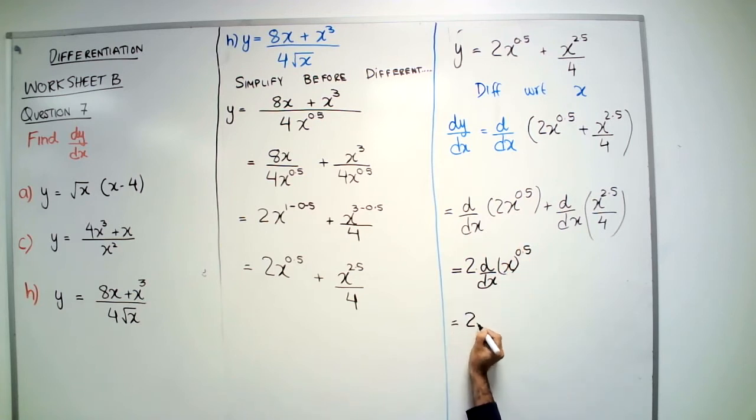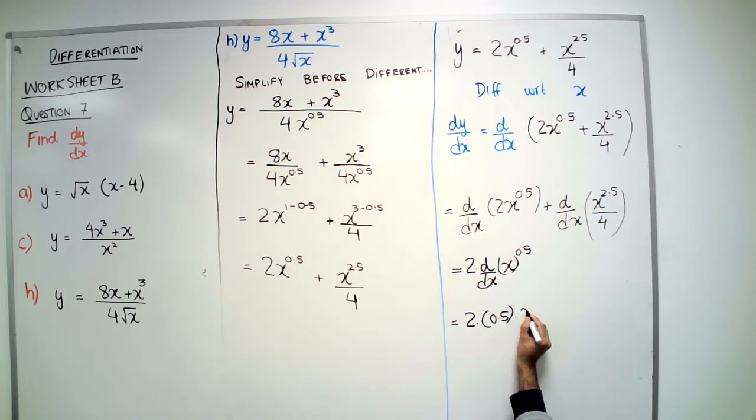So 2 is here. The power comes out, which is 0.5. And then you reduce the power by 1. So x to the 0.5 minus 1. 2 times 0.5 is just a 1. And that's x. 0.5 minus 1 is minus 0.5. So that's that part done.